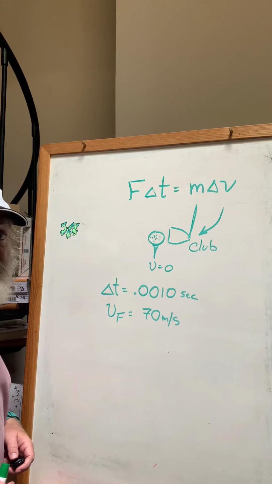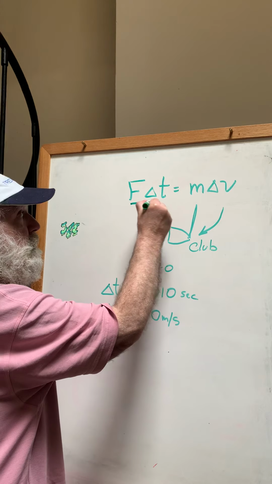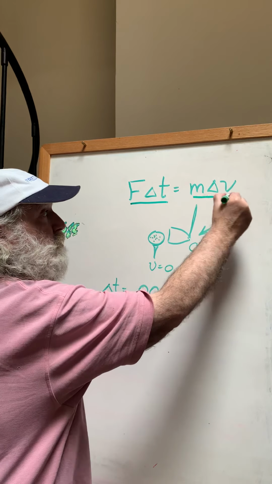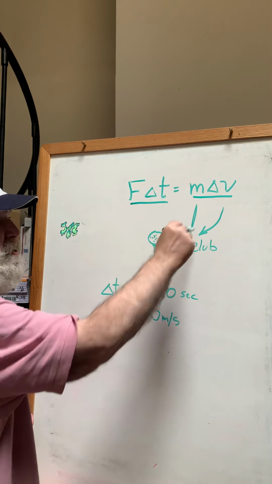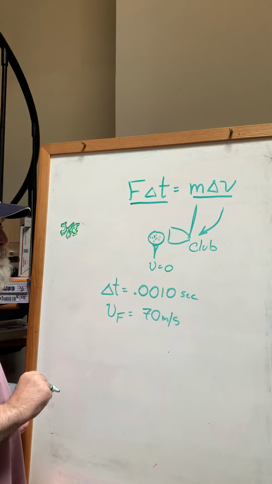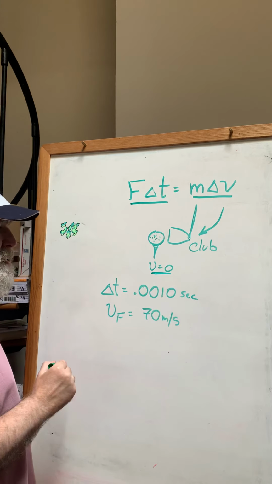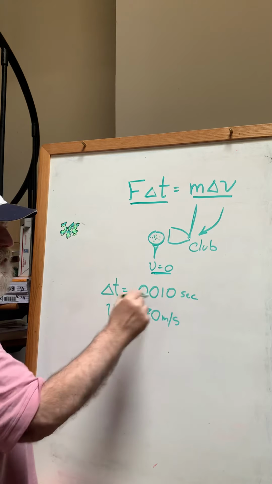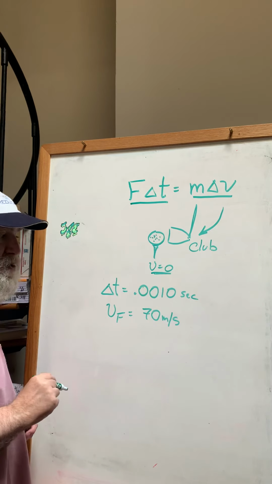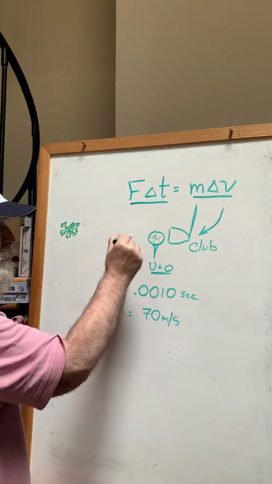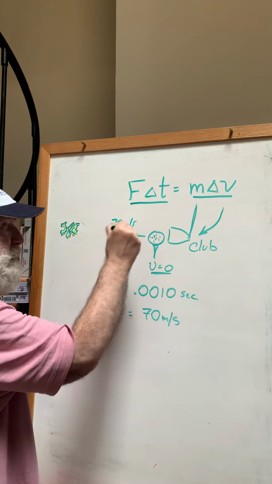It's relatively easy to put our impulse, F delta t equals change in momentum, to use right away. Consider a golf ball on a tee being hit by a club. The ball is sitting still, v equals 0 on the tee, and the club is in contact with the ball for 0.0010 seconds, a thousandth of a second, and the ball takes off at a velocity of 70 meters per second.